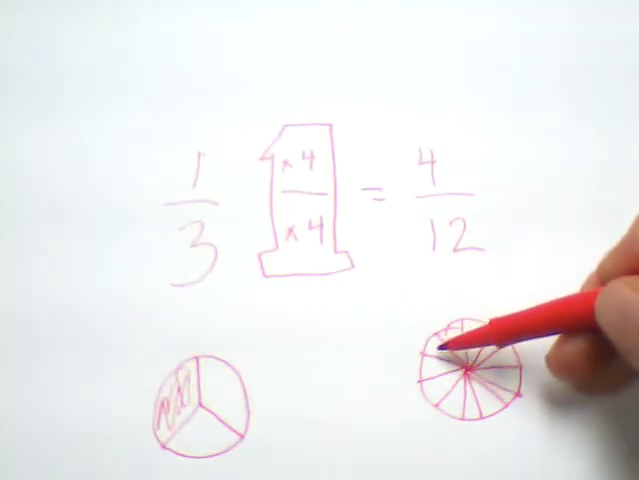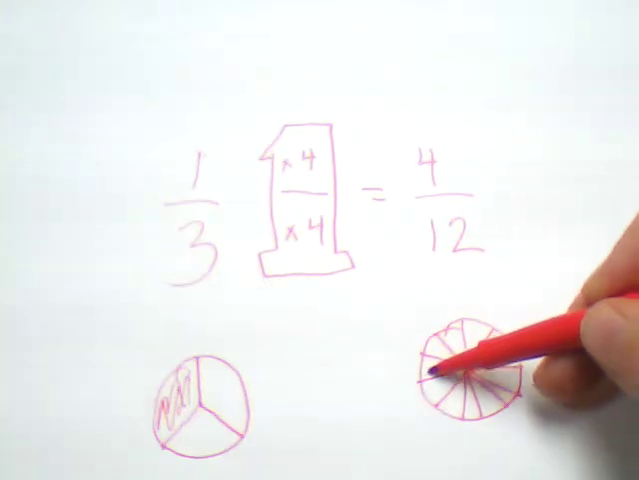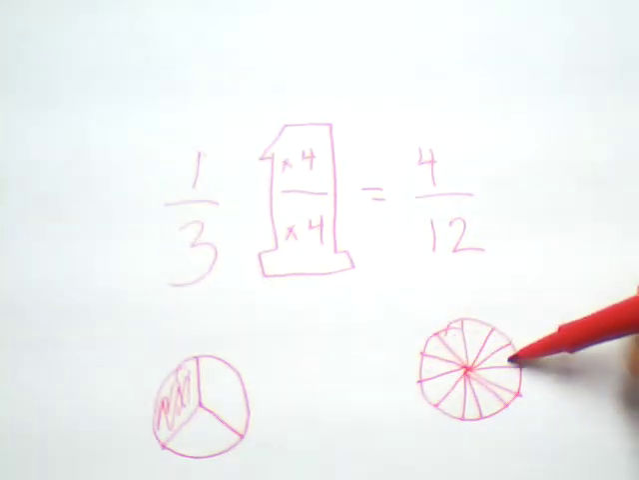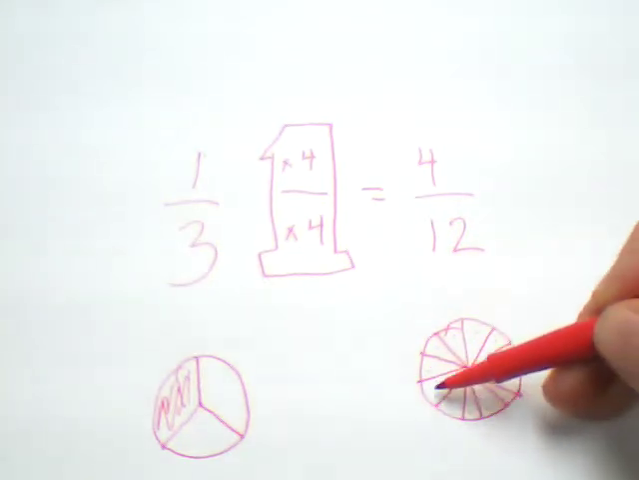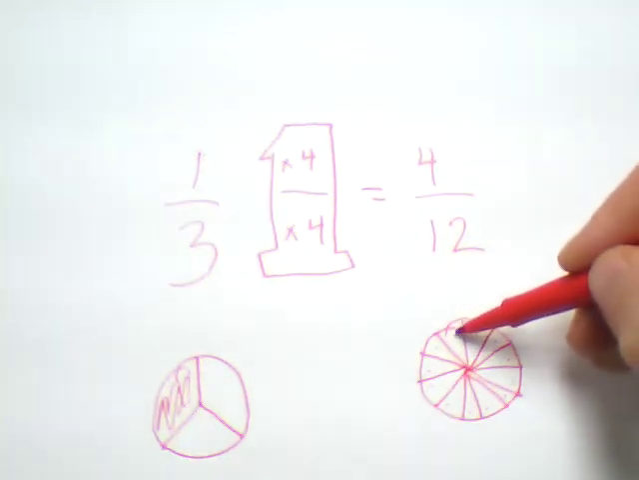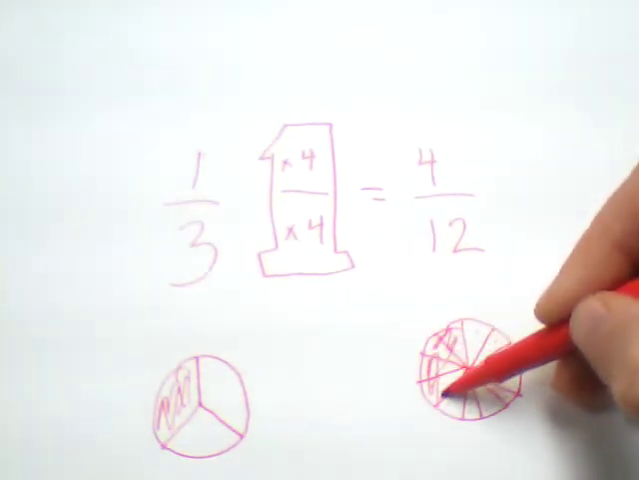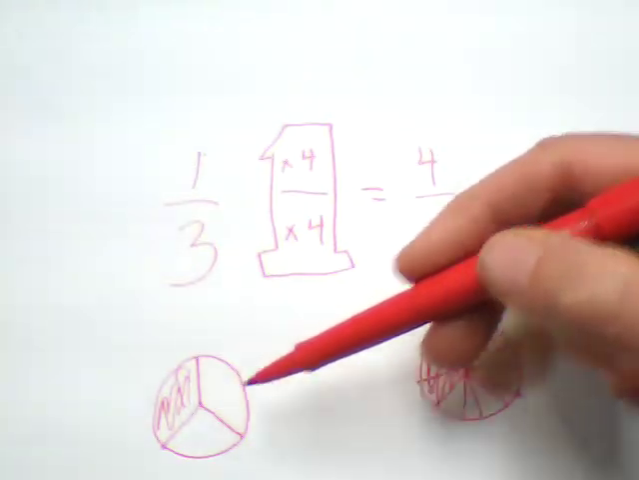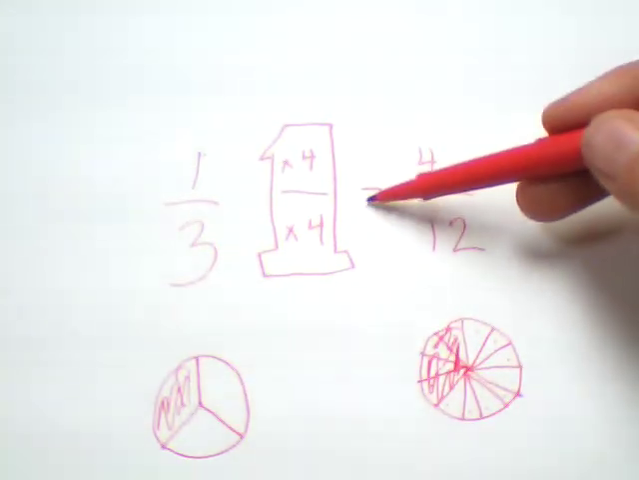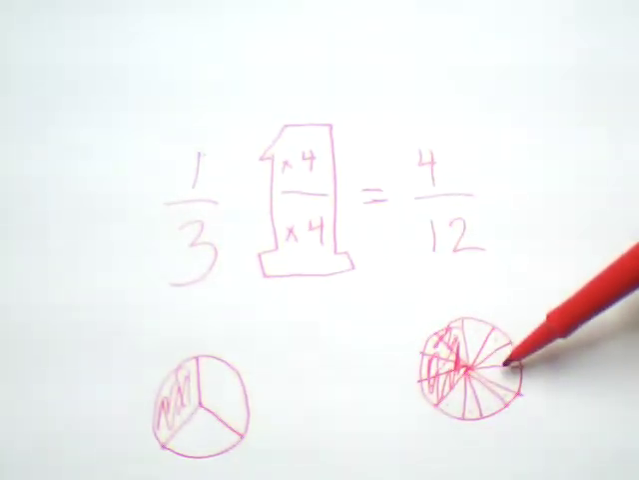Now I've got 12 pieces all together. I'll count them so you can see. 1, 2, 3, 4, 5, 6, 7, 8, 9, 10, 11, 12. If I go ahead and shade in 4 of those, it describes the same amount. 4/12 is equal to 1/3, that means it describes the exact same amount as 1/3.